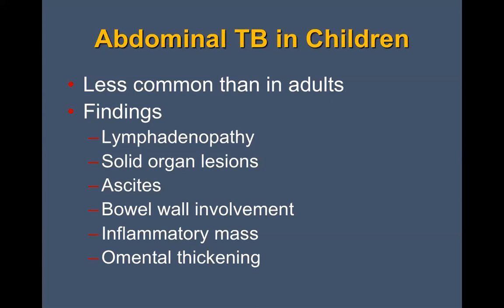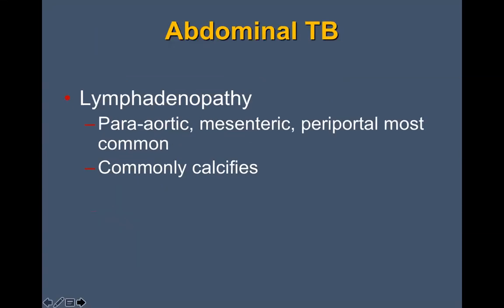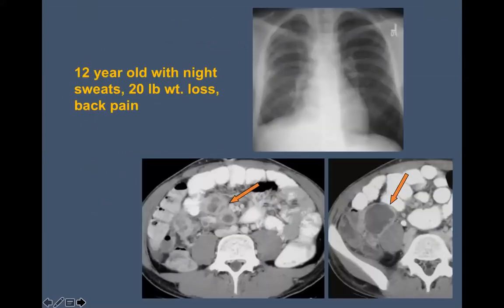Bowel wall involvement is a pretty rare occurrence in children in my experience, but can occur, and you may actually get big masses of inflammation and even omental thickening in the abdomen. Lymphadenopathy tends to be in the periaortic or mesenteric region, or perhaps in the periportal region near the liver, and like the chest lymphadenopathy, it calcifies. It probably calcifies more commonly in the abdomen than it actually does in the chest.